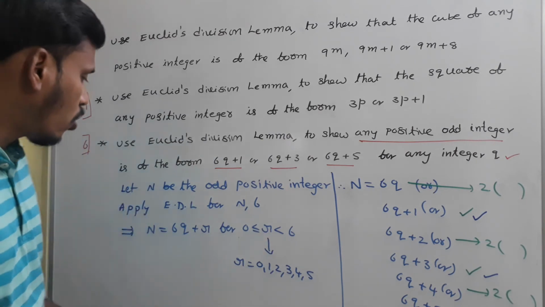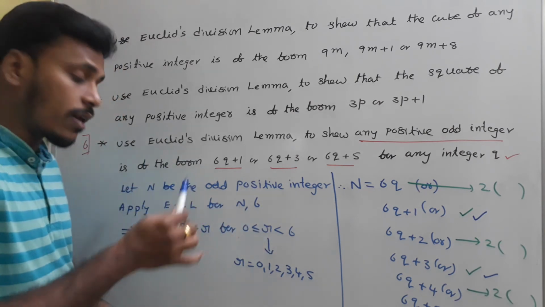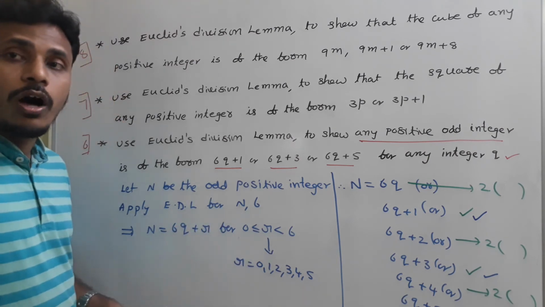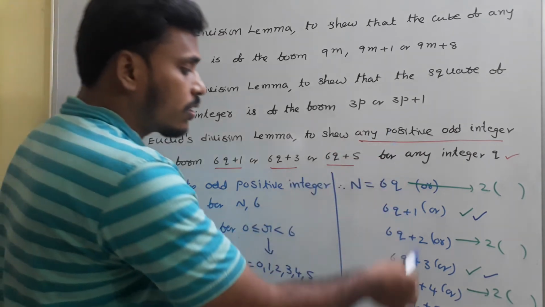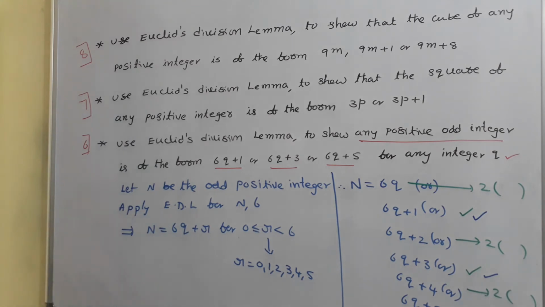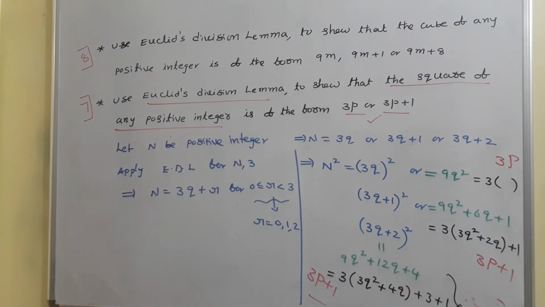Once again, just have a look. Let n be the odd positive integer. You just apply Euclid's division lemma for n and 6, and then this is the representation. There are different possibilities for r, and by replacing r with the possible values, these are the 6 representations. At the end, the problem is clear. Have a look.